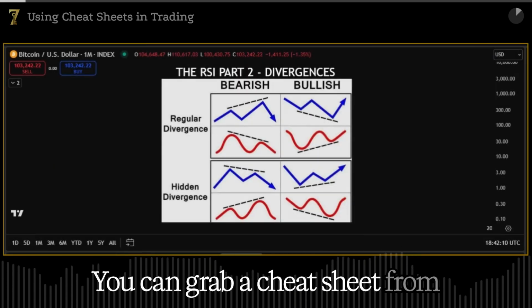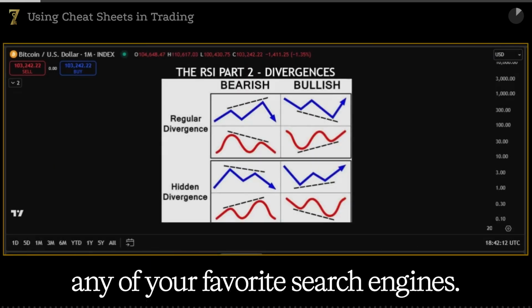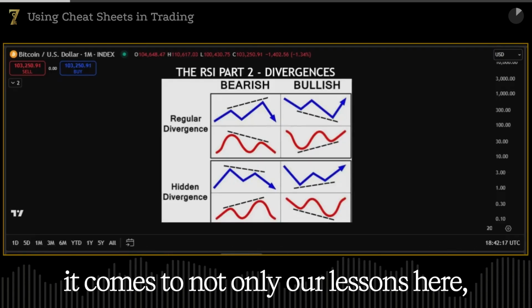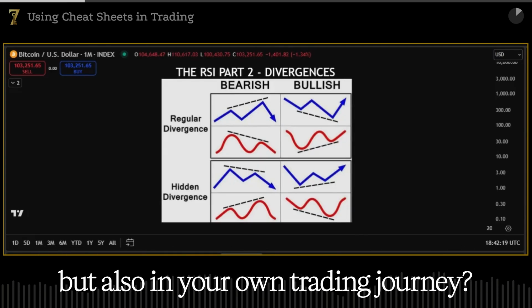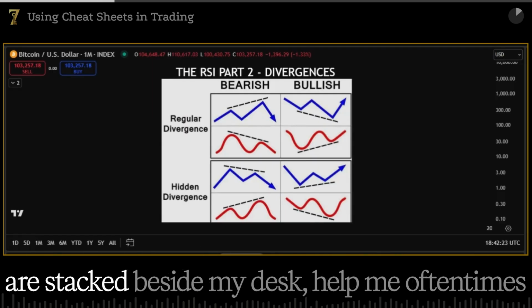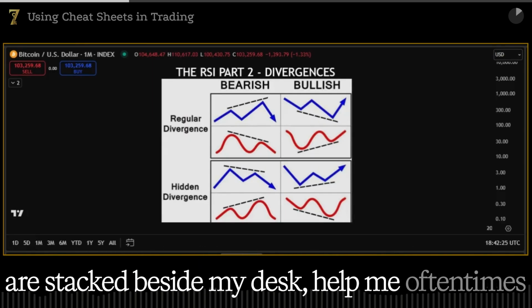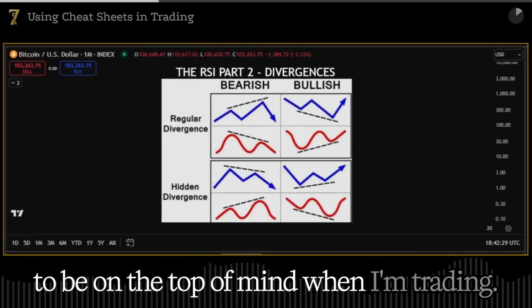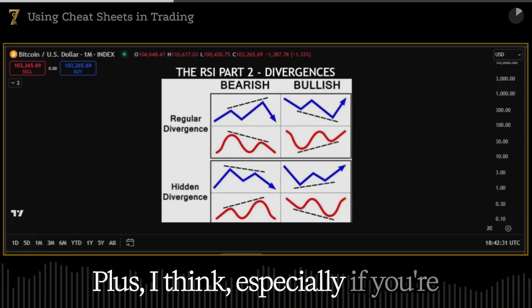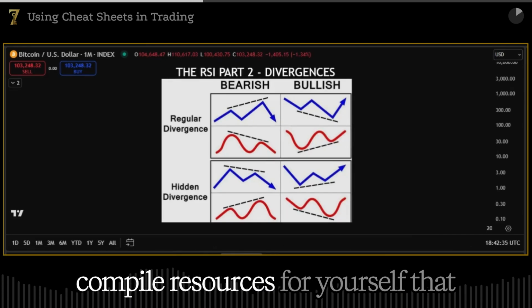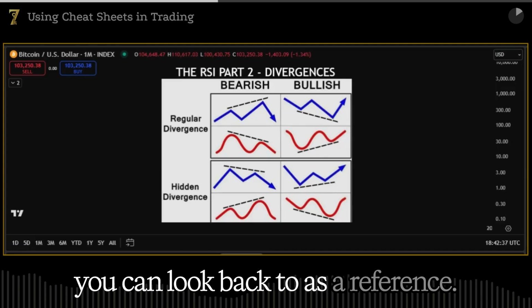You can grab a cheat sheet from any of your favorite search engines. Did you know it's okay to cheat when it comes to not only our lessons here, but also in your own trading journey? Because having some of the cheat sheets that are stacked beside my desk help me oftentimes refer back to things that need to be on the top of mind when I'm trading. Plus, I think especially if you're a beginner, it helps to create and compile resources for yourself that you can look back to as a reference.